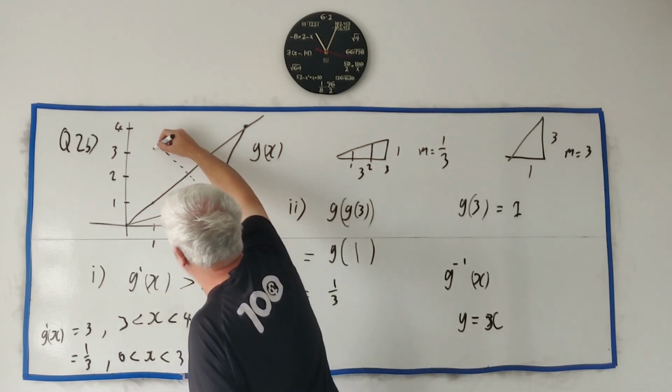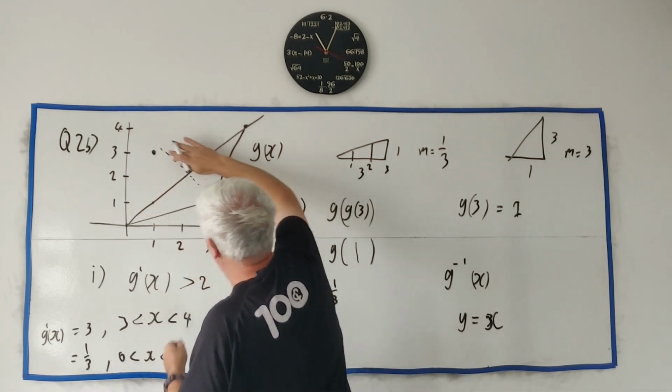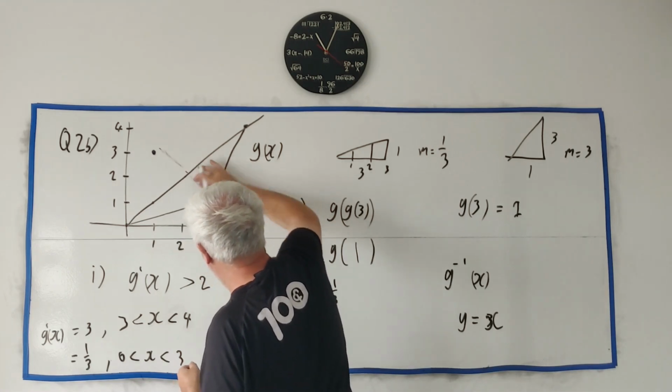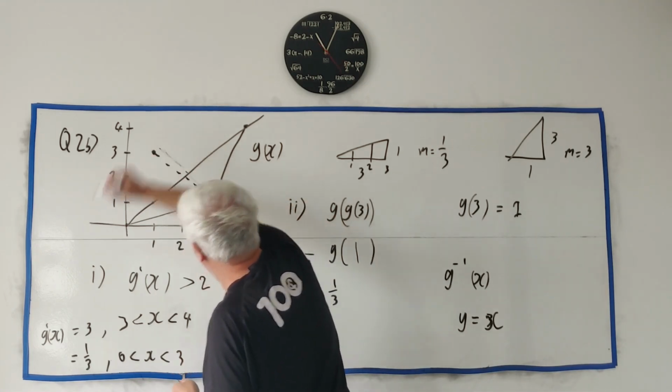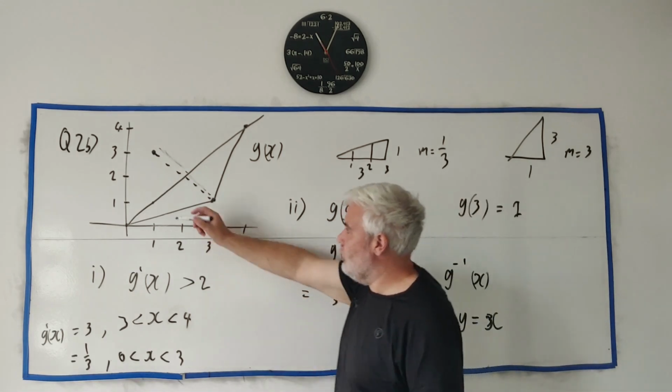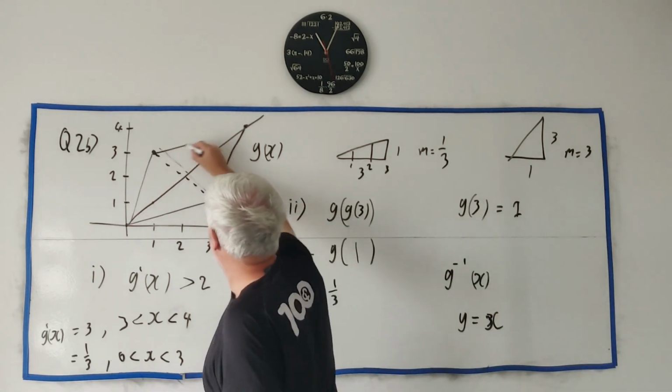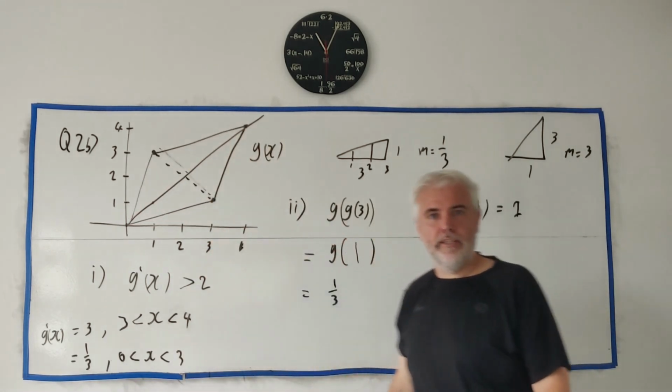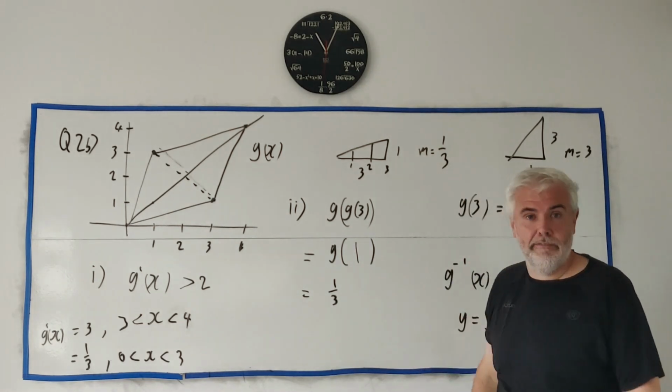So my drawing's not the best. It should be at 3, 1 here. Let me redo this dotted line. There we go. And you get this mirror image. This mirror image like that. And that's it. That's the full marks.